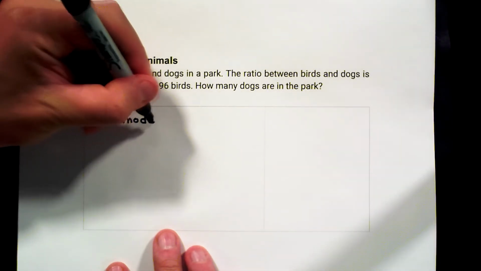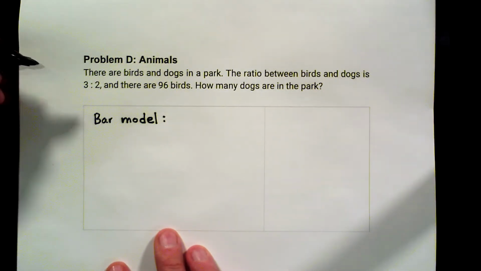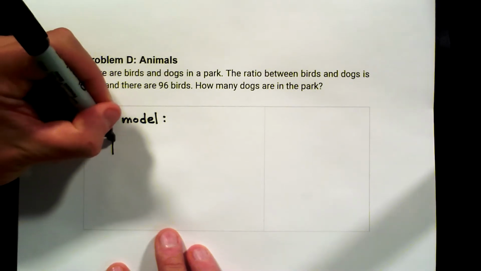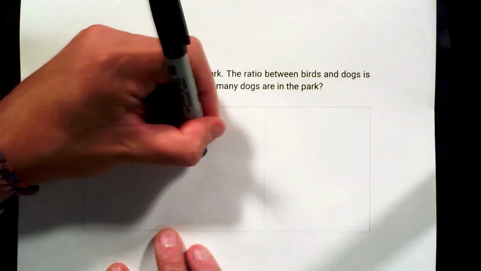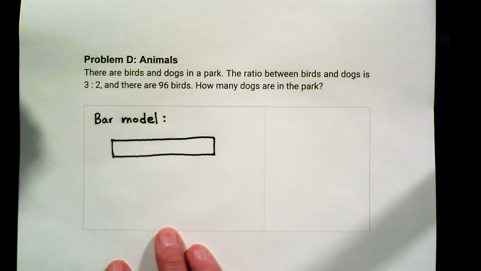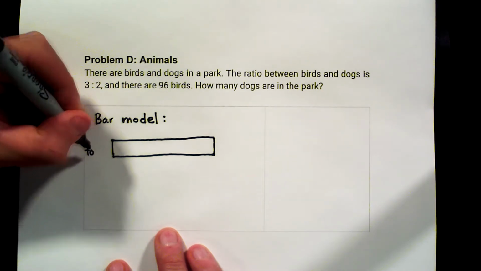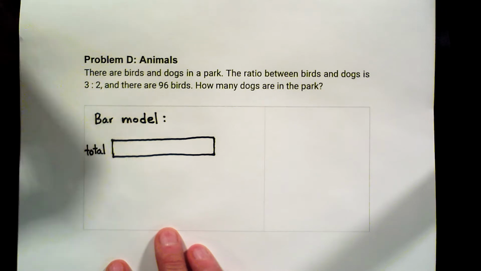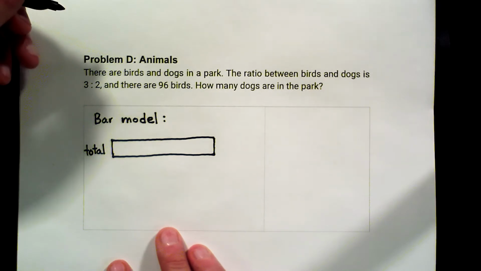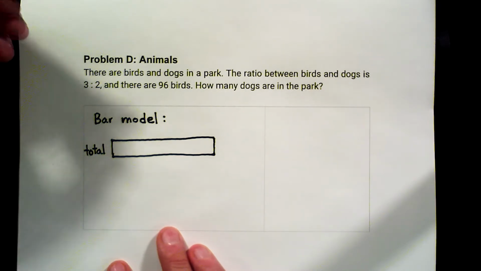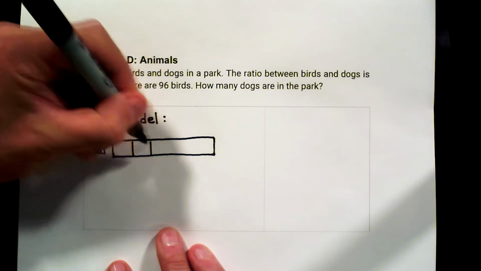One way the bar model is useful for dealing with ratios is that if I see a ratio, for example 3:2, I draw a big bar, and that bar represents not just birds or dogs, but the total. So the total of animals. I break this bar into 5 parts because 3 plus 2 is 5, since the ratio is 3:2. I'll explain exactly why. So let's break it into 5 equal pieces.